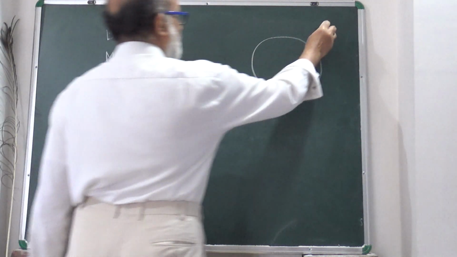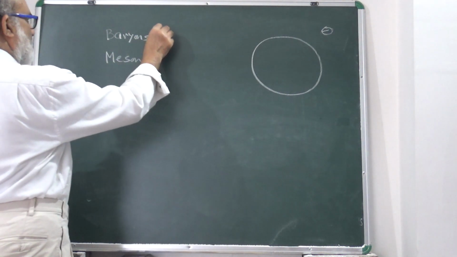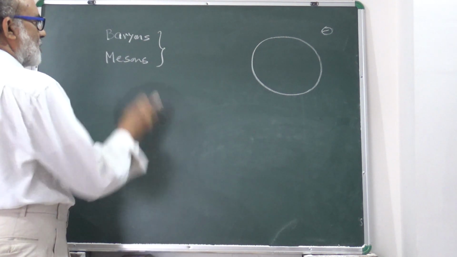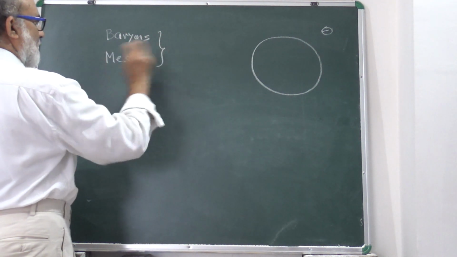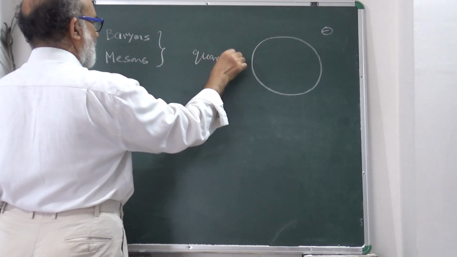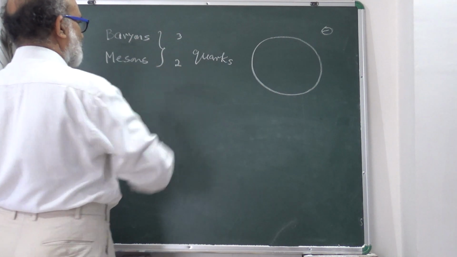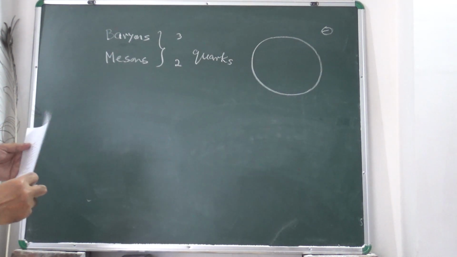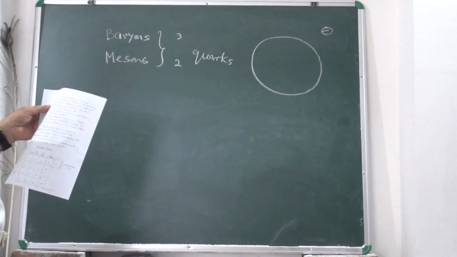And then we have an electron which is outside. These baryons and mesons are not elementary particles. They are composite particles. They are made up of quarks. The baryons are made up of three quarks, mesons are made up of two, a quark and an antiquark. And we have six quarks.